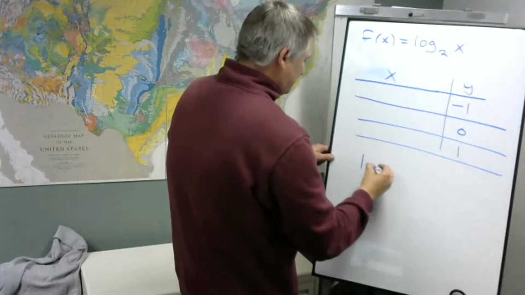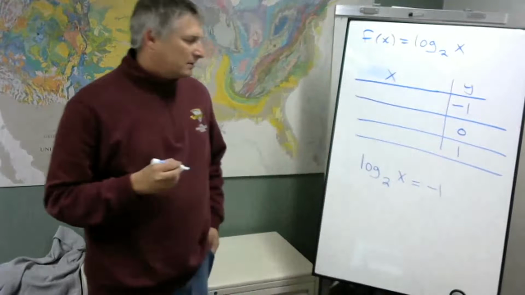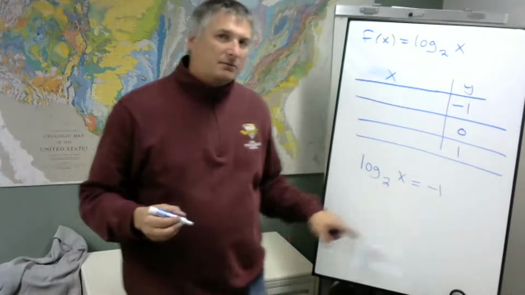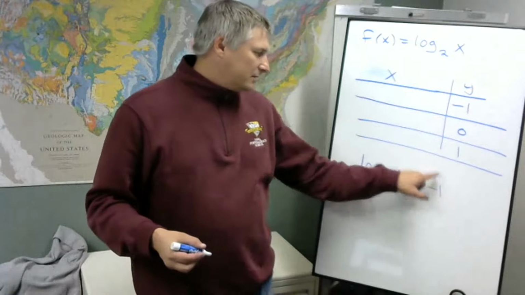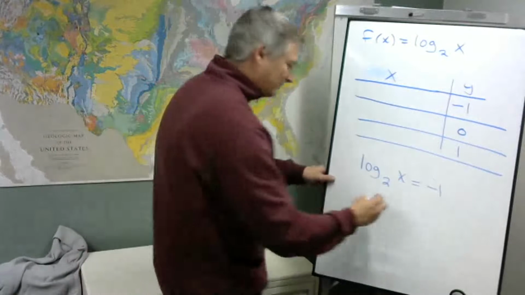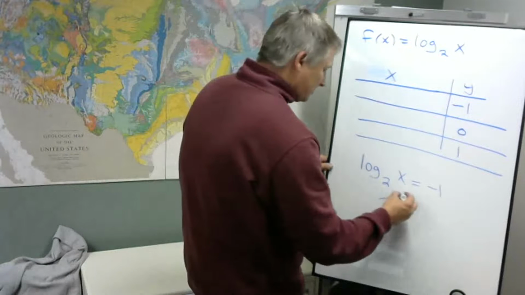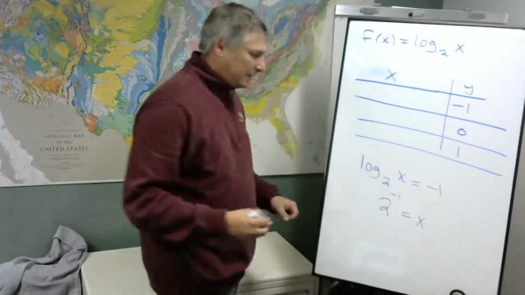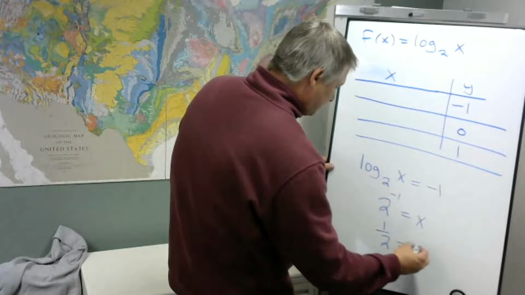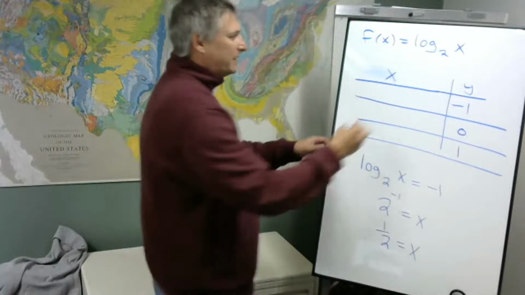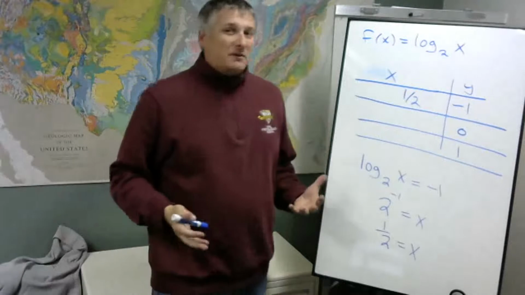So if log base 2 of x gave us -1, well then how do we find x? Well, remember how we do this. This says 2 to the -1 equals the result. So we use that relationship between the logarithm and the exponential function to get this. And 2 to the -1 is 1 over 2. So we're going to get 1/2. So that's how we figured it out.